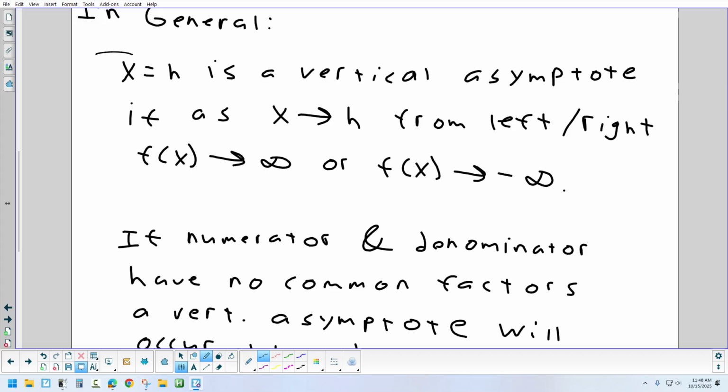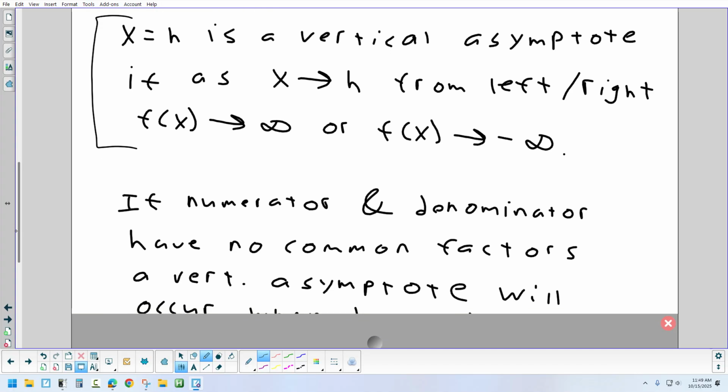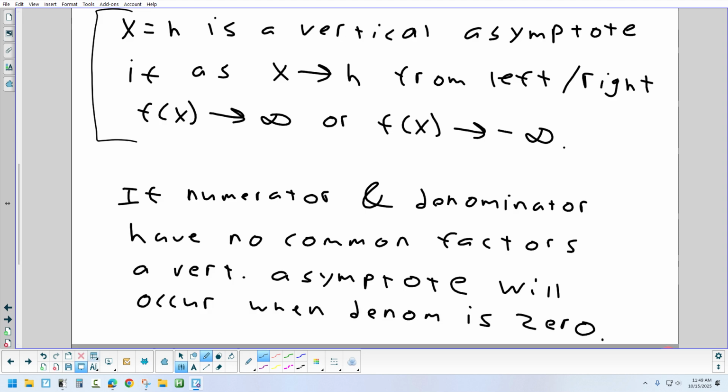Okay, so this part, I think I already said. If, as you approach a certain value, you head up to infinity or down to -infinity, that means you have an asymptote. But how can you tell if you don't have a picture to look at? Look at the denominator and see what values would make the denominator 0. If you factor it and you do not have any common factors in the top and in the bottom, you will have vertical asymptotes anywhere the denominator is 0. If you do have a common factor, you will get a hole instead.